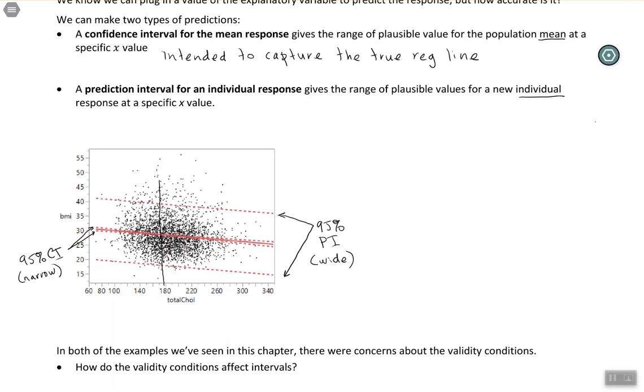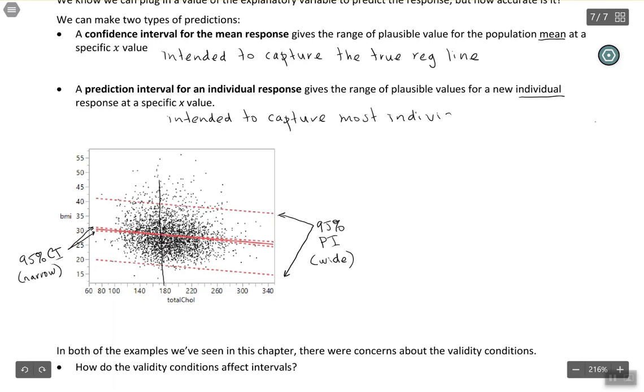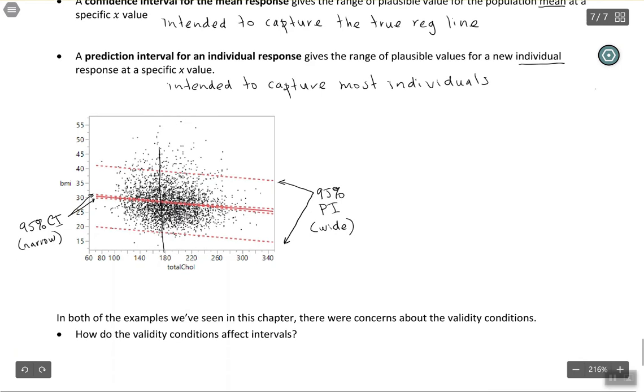Okay, so this is intended to capture most individuals. So if you're talking about like a 95% prediction interval, you're going to capture 95% of the individuals, or at least that's the idea. Okay, and we're actually going to leave a little bit of space here because we're going to come back and talk about this later.